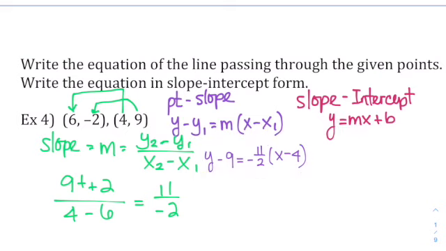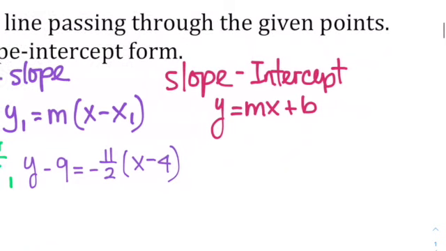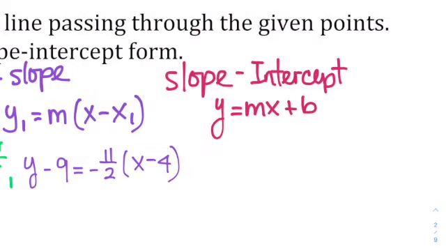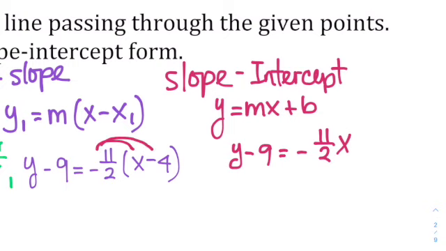Okay, so that is that. Now, it's going to get a little messy, so let's see how we can change this into slope-intercept form. If you put it in slope-intercept form, that's going to be y minus 9 equals negative 11 over 2 times x minus 4. Negative becomes positive: positive 44 over 2. Well, 44 over 2 is just 22.